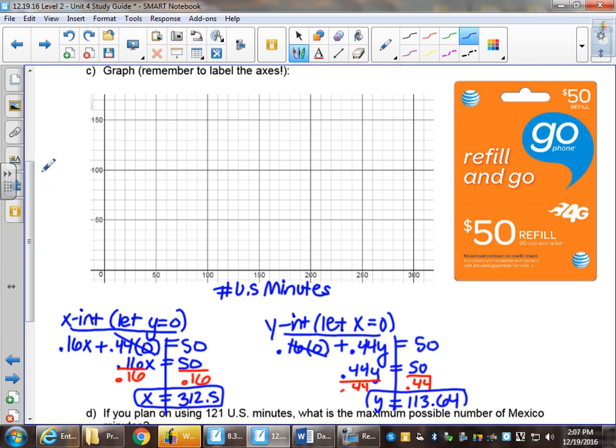And then on the y-axis, we put number of Mexico minutes. If this is 0, this is 50. We're definitely not counting by ones. So if you reason on this, it's divided by 5 lines, so 10, 20, 30, 40, 50. So this is counting by tens. So we're trying to get to 312.5. This is 300. This is 310. So 312 will be right after that.